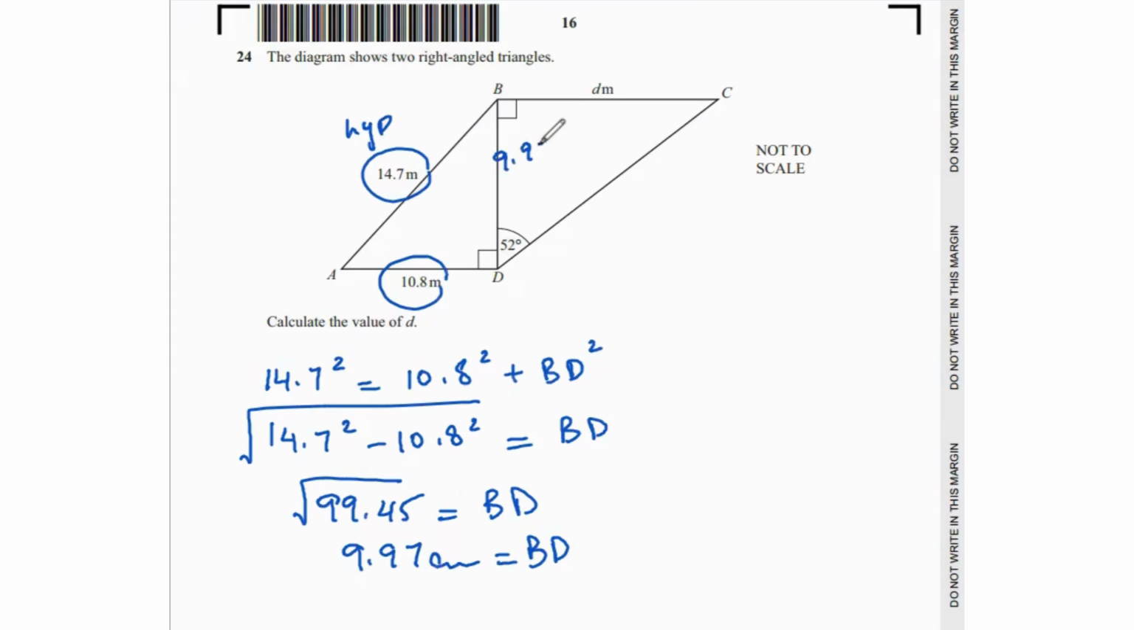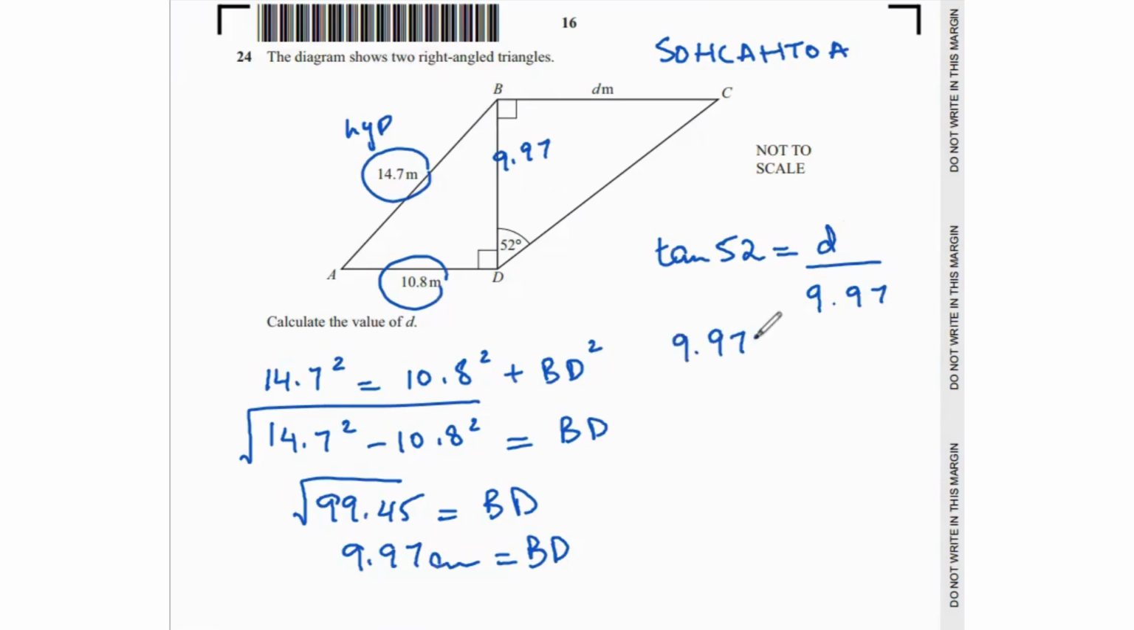So once we have BD, we can see that we have the adjacent, because adjacent is the length next to the angle, and we need to find the opposite. So that means we'll use tan. For this, you need to remember SOHCAHTOA. Sine is opposite over hypotenuse, cosine is adjacent over hypotenuse, and tan is opposite over adjacent. We have to find the opposite, we have the adjacent, so tan is the most suitable trig ratio to use. So D over 9.97, cross multiply: 9.97 times tan 52, and that gives us 12.76 centimeters as the value of D.